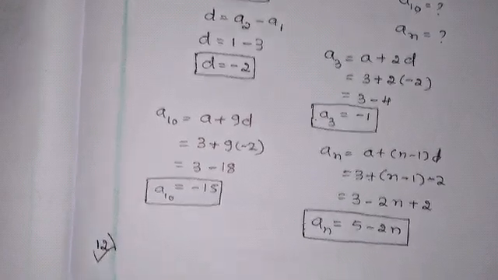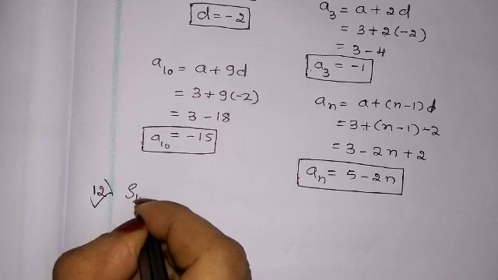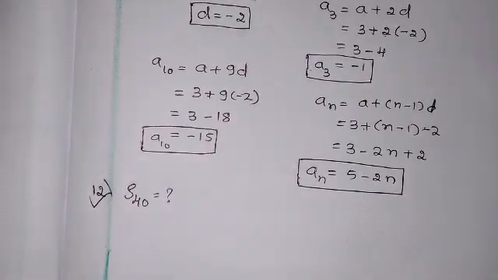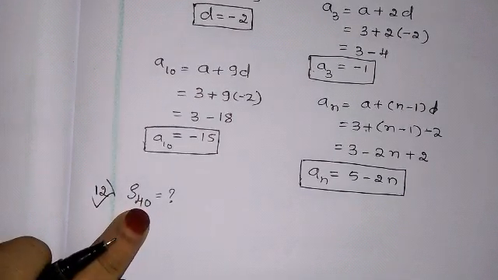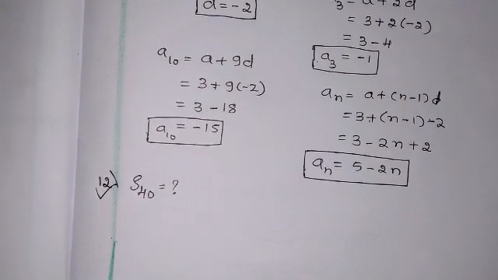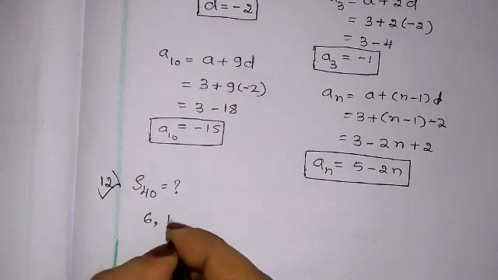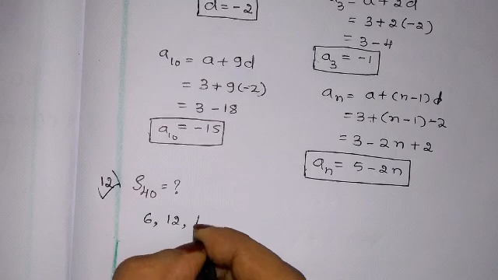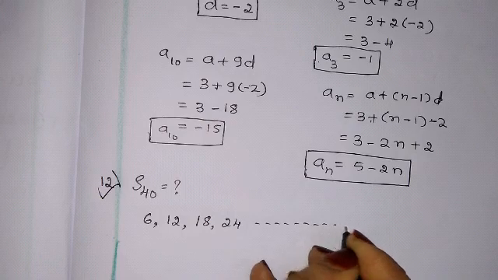It's very easy. Question number 12 is: find the sum of the first 40 positive integers which are divisible by 6. We know which numbers are divisible by 6. 6 ones are 6, 6 twos are 12, 6 threes are 18, 6 fours are 24. These are the numbers divisible by 6.